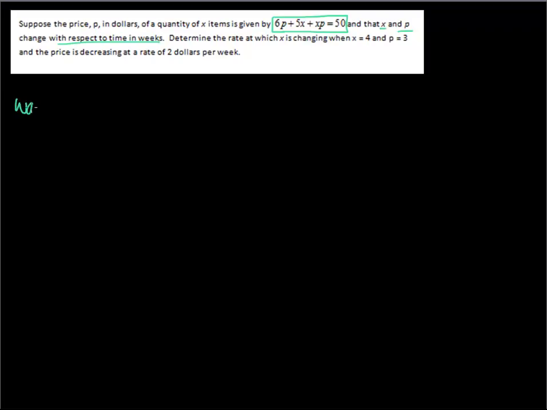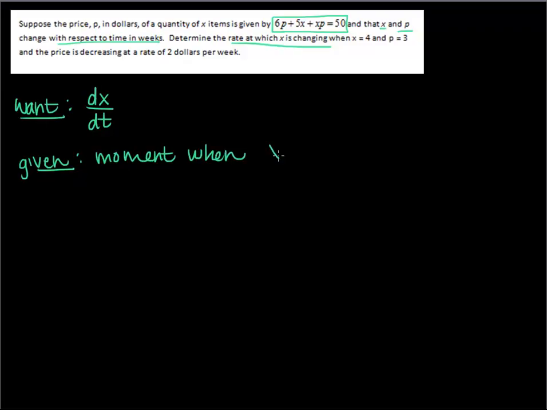So what do we want? Wants and givens. What do we want? The rate at which x is changing. That means I want dx/dt, right? And here are my givens. I really want to point out that this is at a moment in time when x equals 4, that's the number of items. P equals 3, that's the price in dollars.